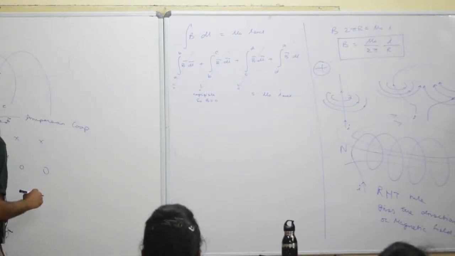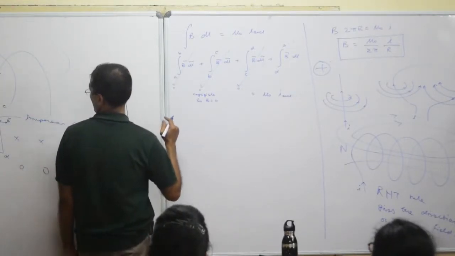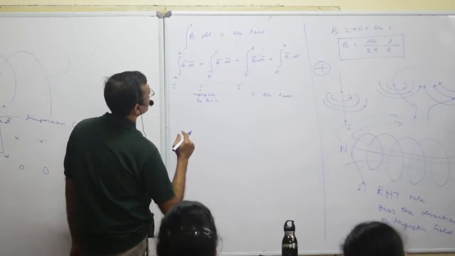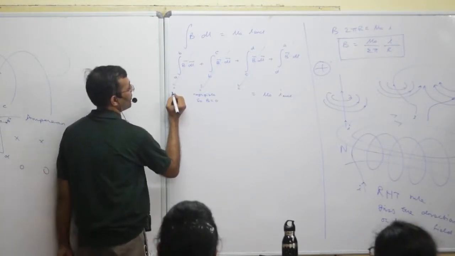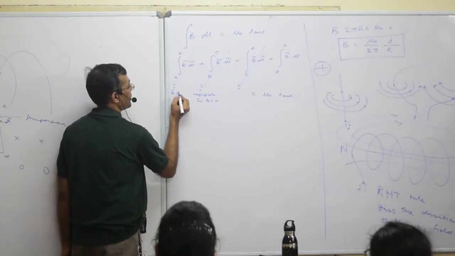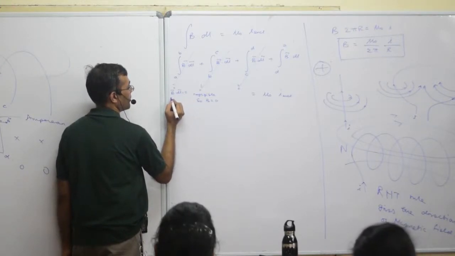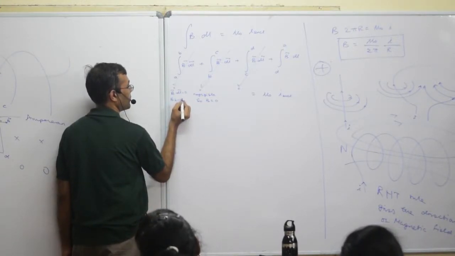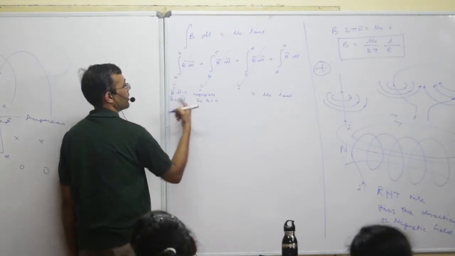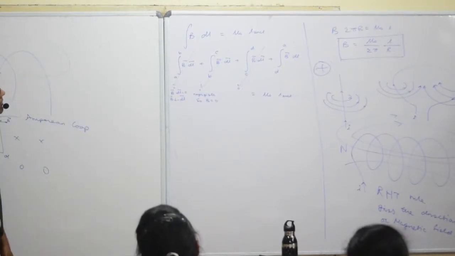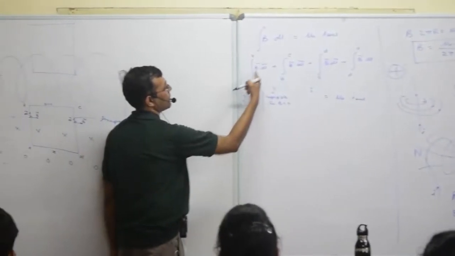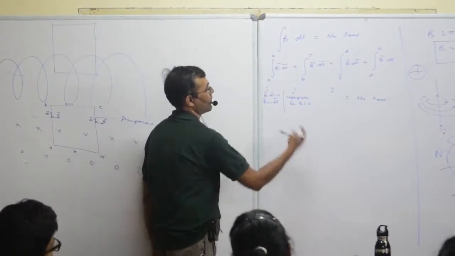A to B and B to C, sorry, D to C, C to D. We said B dot dl is equal to 0 because B is perpendicular to dl. So write down that. Okay. So this is the reason why this is 0, this is the reason why this is 0. Same thing here.